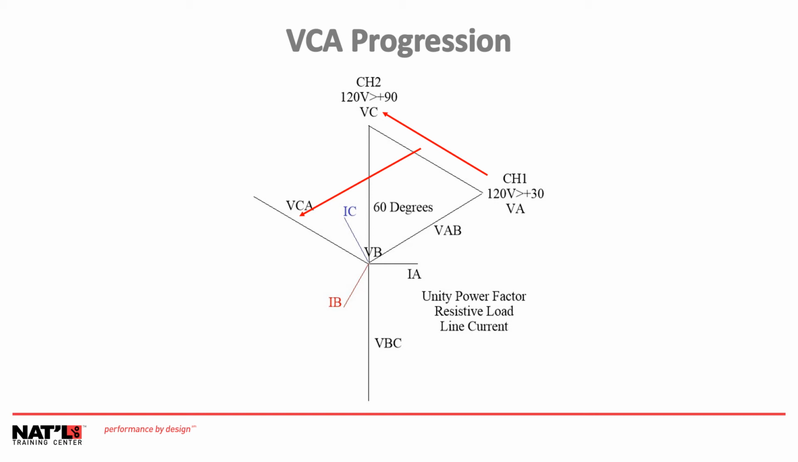So what you end up with is a perfectly balanced 3 phase-to-phase system of VAB, VBC, and VCA developed off of 2 AC sources, VA and VC, as shown here. Now we used channel 1 and channel 2, source 1 or V1 and V2. It doesn't matter which one you use as long as the angular relationship is there.